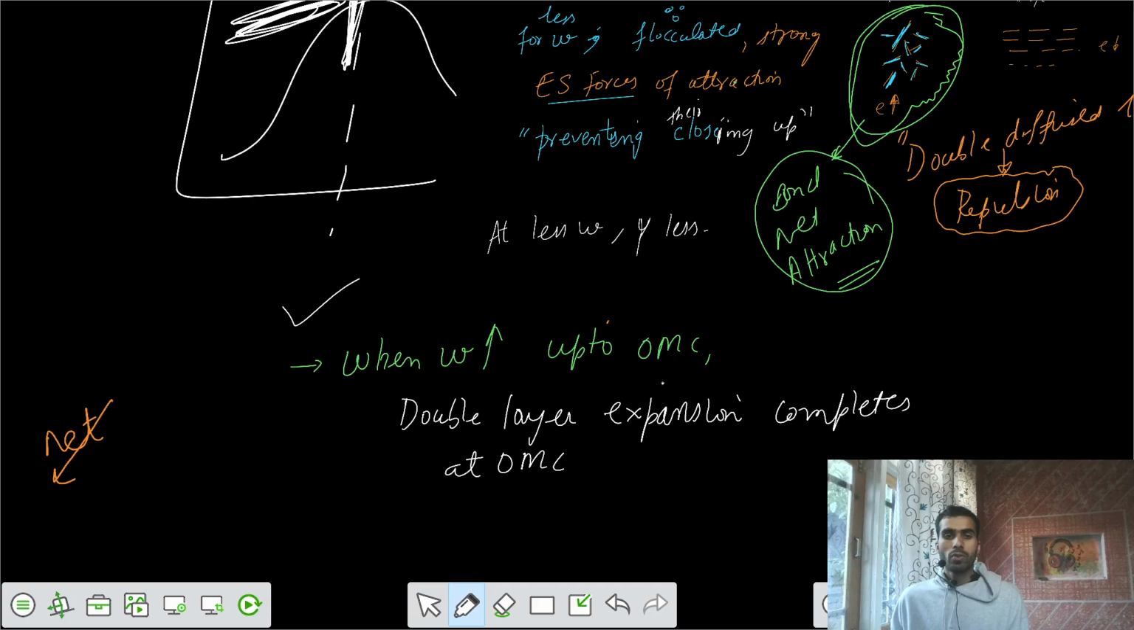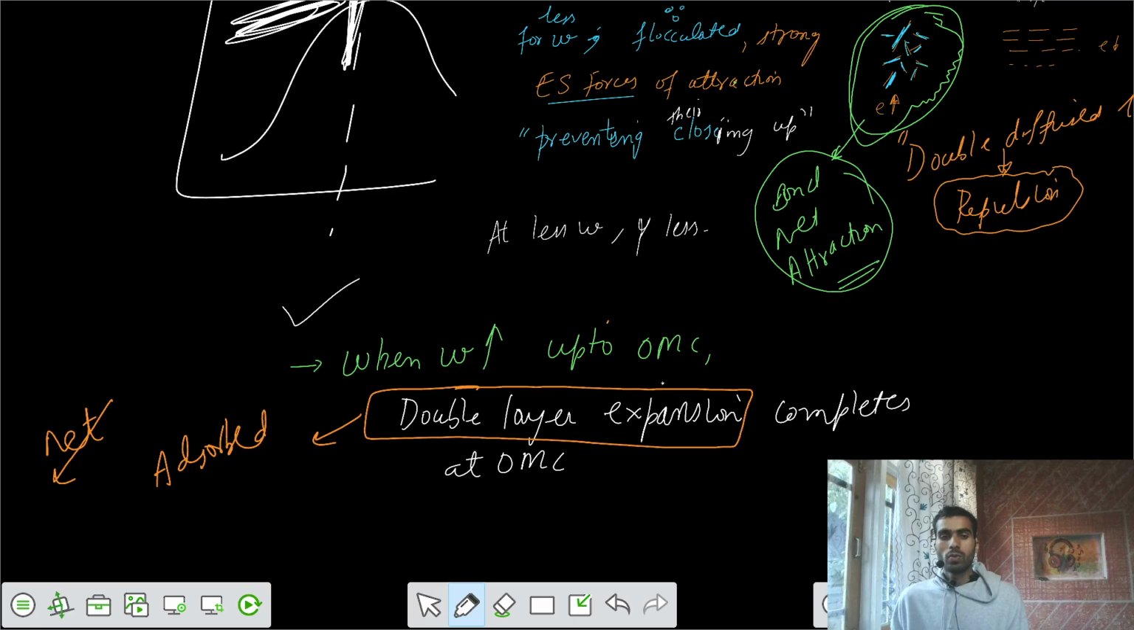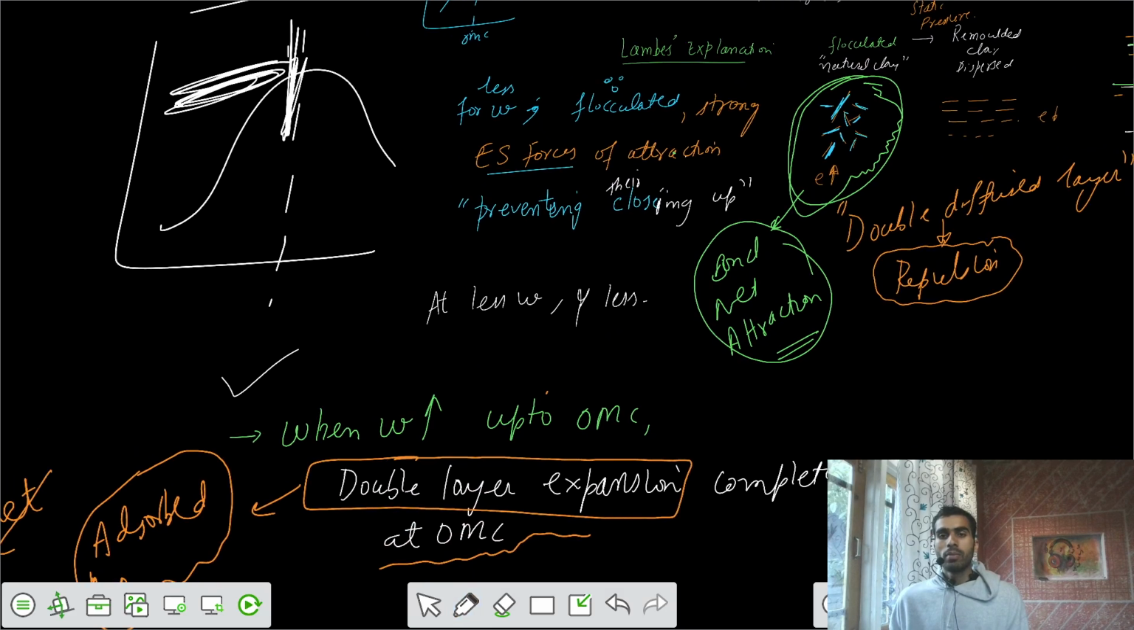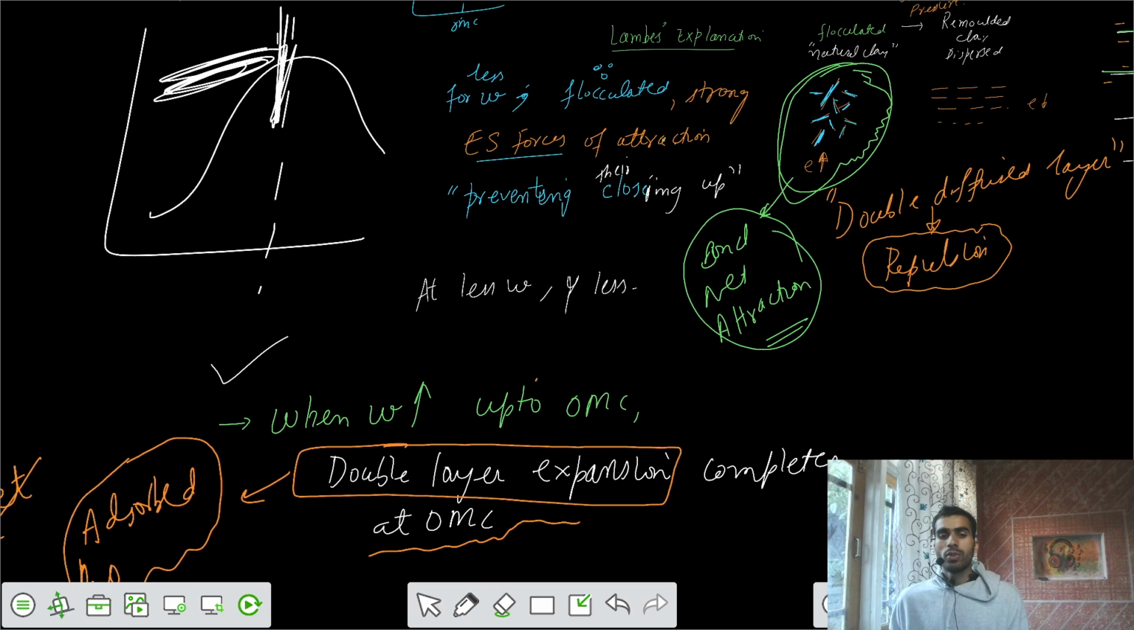Because of the net repulsive forces, your double expansion layer, because of this double expansion layer, that is actually because of that adsorbed water, that's also affecting that. So expansion is complete up to the optimum, at the value of optimum moisture content. So at that time your gamma is achieved maximum.